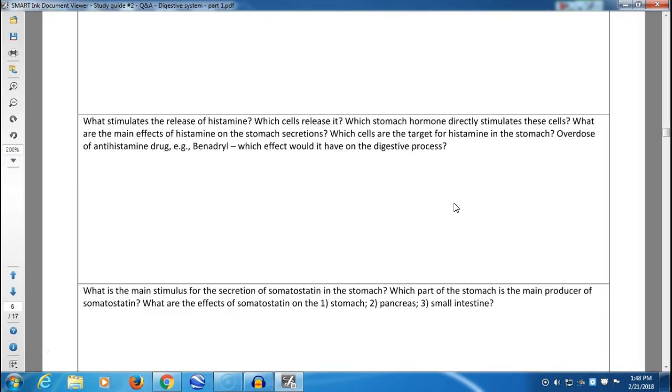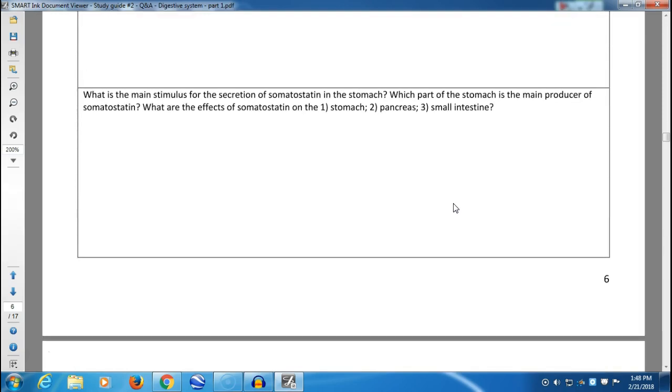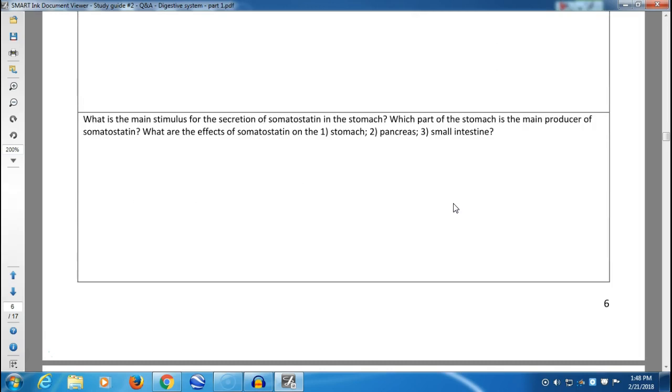Main stimulus for secretion of somatostatin. Surprisingly also food. But what are the effects of somatostatin? It inhibits digestive activities. It inhibits muscle contraction, smooth muscle contraction in both small intestine and stomach. It inhibits the pancreatic juice release. Okay.